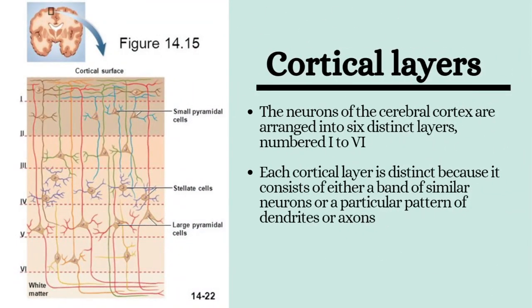Now coming to the last slide, which is about the cortical layers. The cerebral cortex, which is the surface layer of the cerebrum, is again subdivided into 6 distinct layers, and each cortical layer has a specific pattern of arrangement of dendrites, cell bodies, and axons. So that is about today's class.